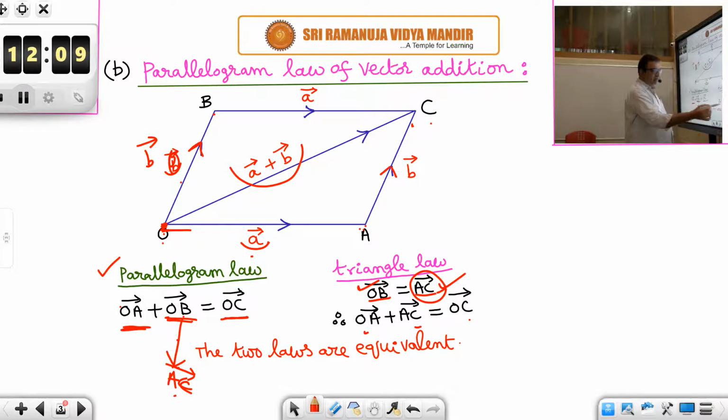Is it not the triangle law of addition of vectors? Because at the terminal point of OA bar, we have placed the initial point of AC bar. These two are equal, so finally we got OC bar. So this is the triangle law. That means the two laws are equivalent only. Parallelogram law and triangle law are actually the same. Okay, let us see the next one.